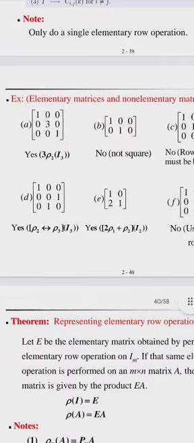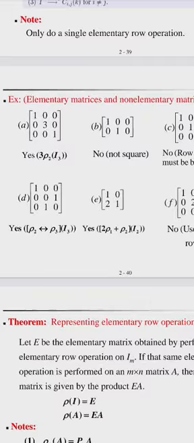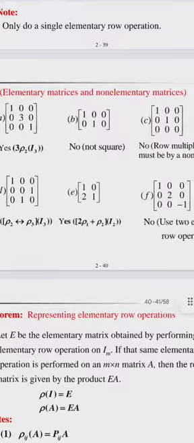Then next one: 1 0, 2 1. This is a square matrix, number of rows 2, number of columns 2, so one condition is true. Then a single elementary row operation is applied, namely 2 times row 1 plus row 2 in I2. So this matrix is an elementary matrix.